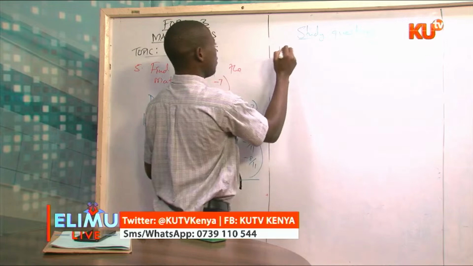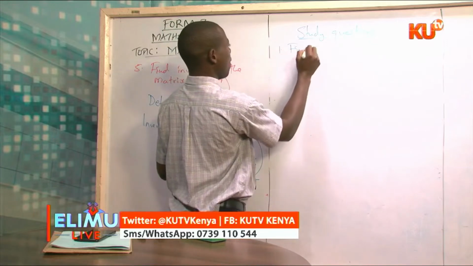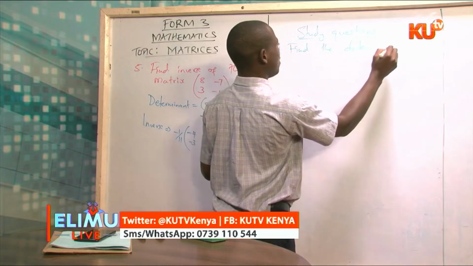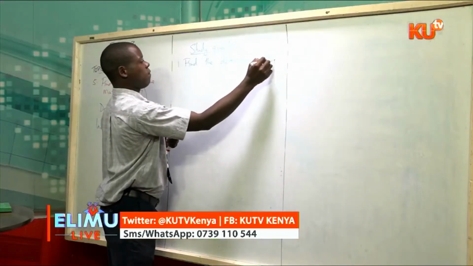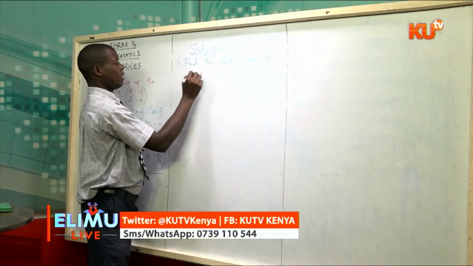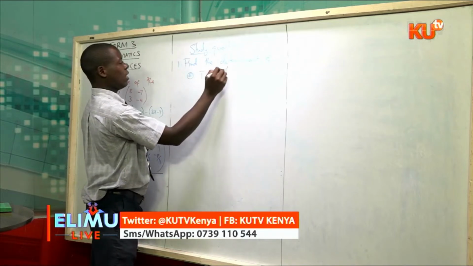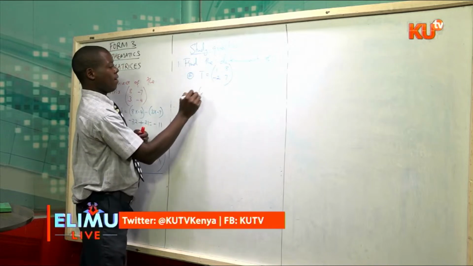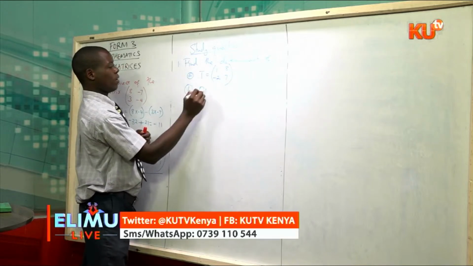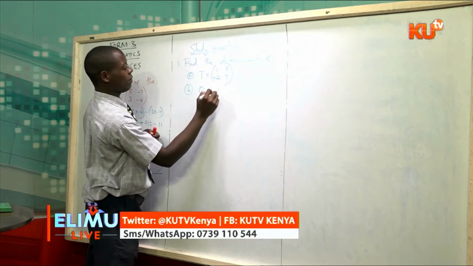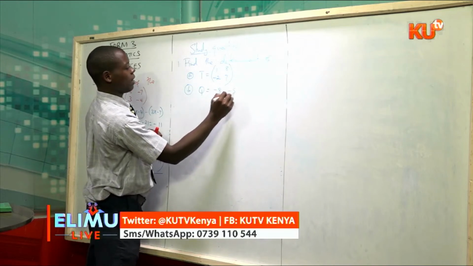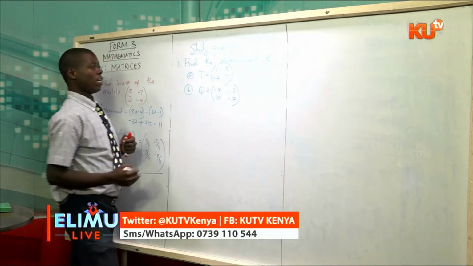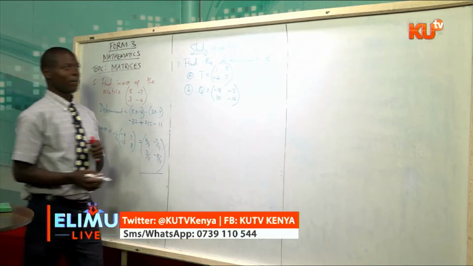Number 1, you're told to find the determinant of the matrix T, which is 1, 8, negative 2, 7. The matrix Q has negative 8, negative 5, 10, negative 12. You find the determinant of those two matrices.